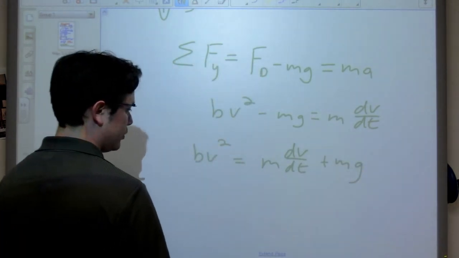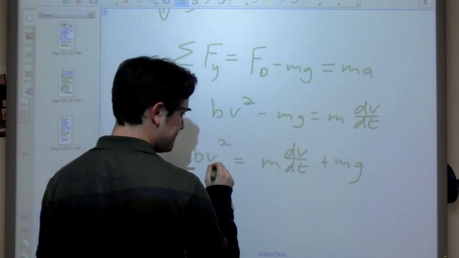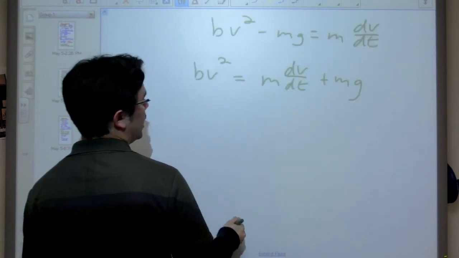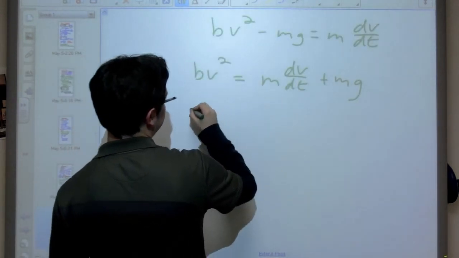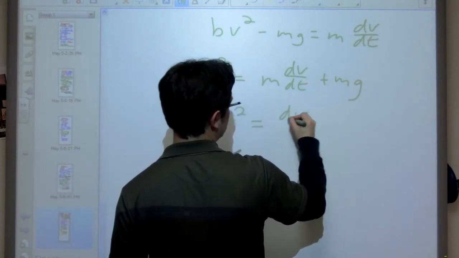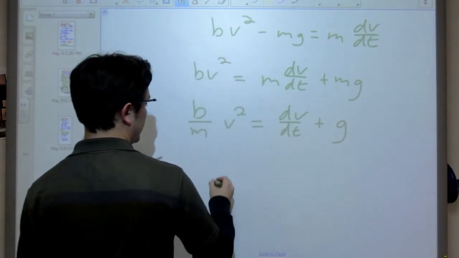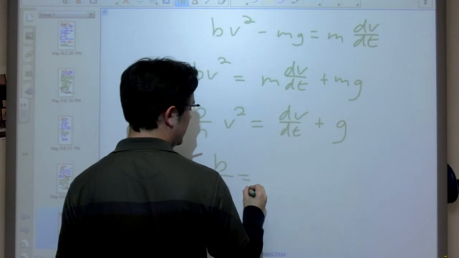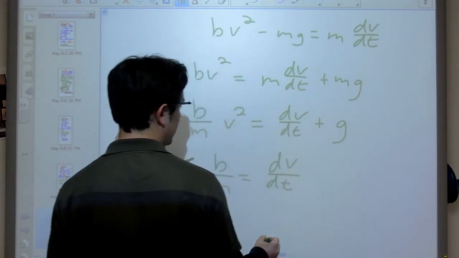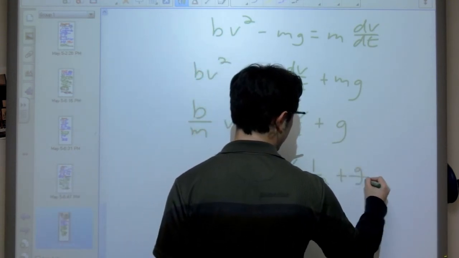That may not have been the best move there. But let's see. Yeah, because I need to get that divided over. So what I'm going to do is divide both sides by my mass. So I'm going to have b over m times v squared equals dv dt plus g. And then I'm going to have b divided by m equals dv dt times 1 over v squared plus g over v squared.